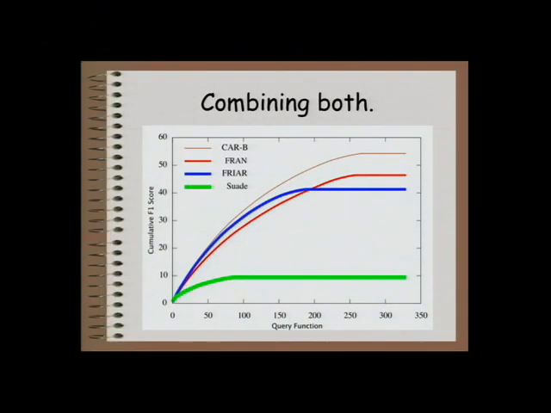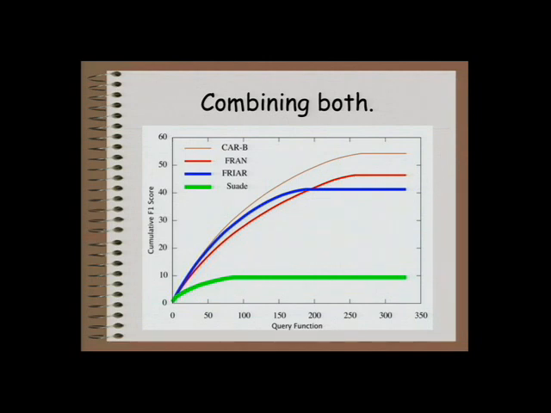And then we have a combined performance figure of the different algorithms. The CAR-B algorithm, the algorithm on top, is combining Fran and Fryer using this idea of picking one when we know it's going to do better. Right? So that gives you better performance than any of the others.